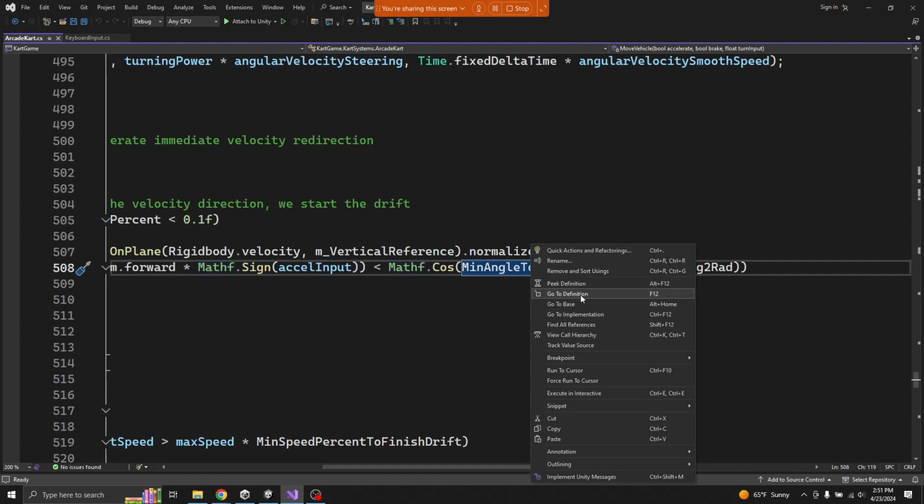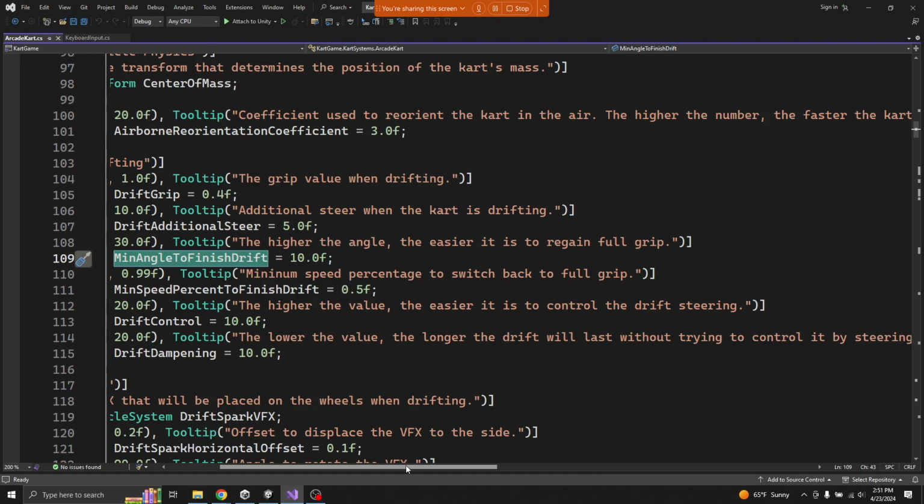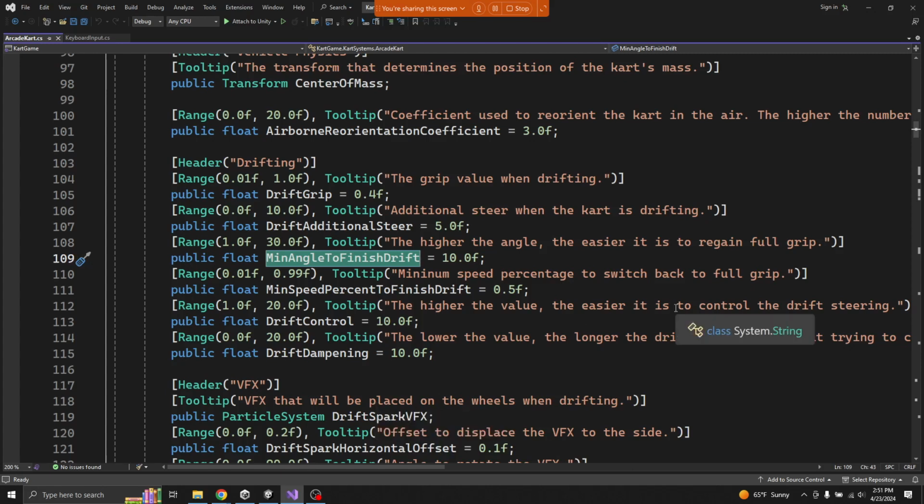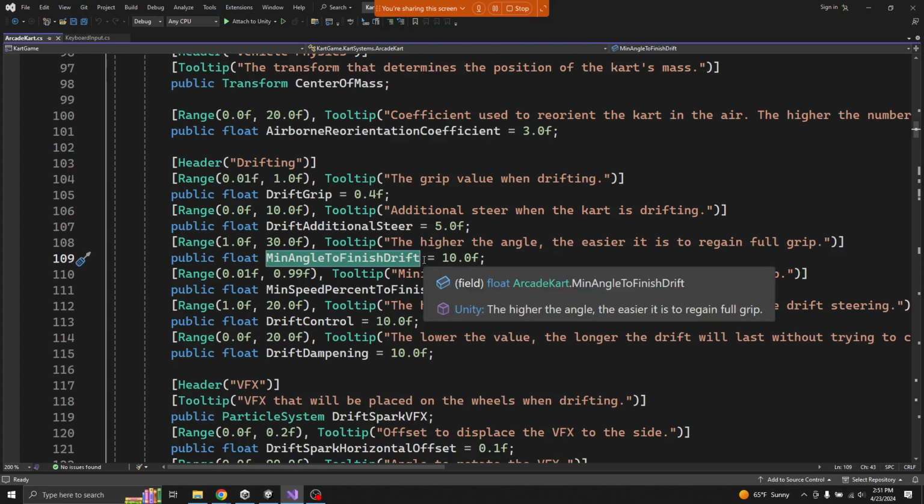Okay. So I'm going to have to go over cosine and sine with you a little bit. Trig is like another one of those little areas besides just understanding vectors. You just have to understand some basic trig. The higher the angle, the easier it is to regain full grip. Okay. So it looks like the min angle to finish your drift. So if we're at an angle of 10, then we can regain control. We can come out of our drift, I guess.